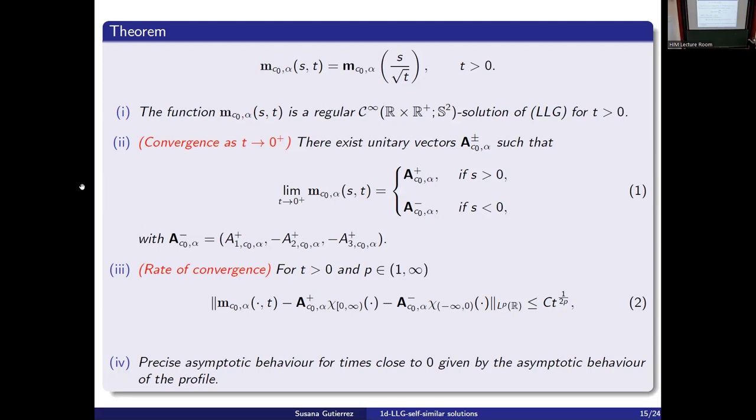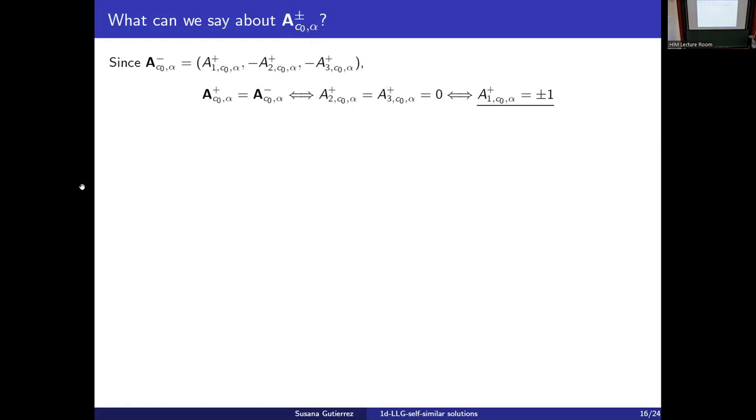So what can we say about the vectors A plus and A minus? If we want to see whether these two vectors are different, given that there is a relation of A minus with A plus given by this, saying that the two vectors are the same is the same as saying that the second and third components are zero. The third component needs to be that one, if the two limiting vectors are the same.